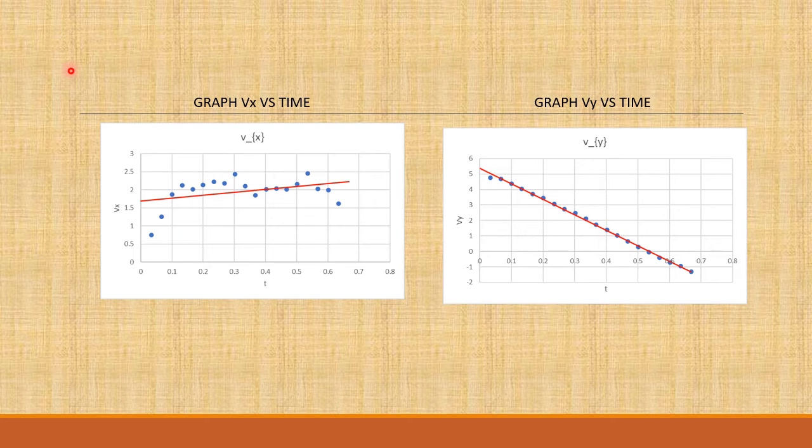For this angle, the graph vx versus t is obtained like this. Normally for projectile motion the graph of vx versus time is always constant, but for some reason we obtained it like this, which means we have some error in our projectile motion. For the Vy versus time graph, we obtained it like this, which indicates the velocity decelerates in the y component.